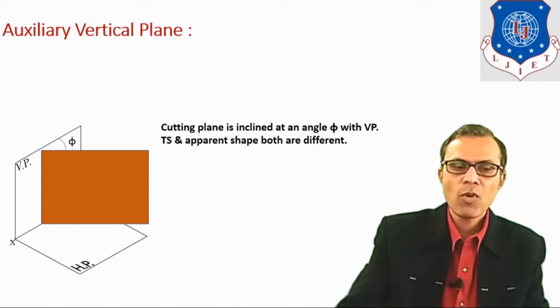Next type of cutting plane is auxiliary vertical plane. The position of the auxiliary vertical plane is that it is inclined at an angle phi with VP and it is perpendicular to HP. If any object is cut by this type of cutting plane, then in this case also the true shape of the section and the apparent shape of the section will both be different.